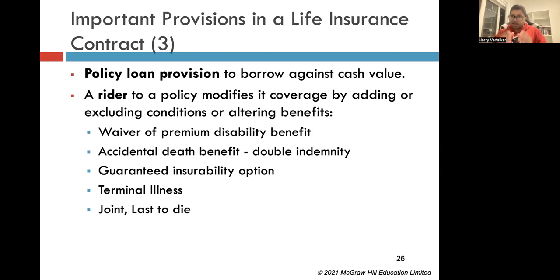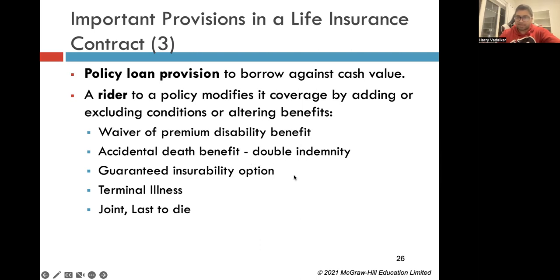If you add this rider to your policy, and in case of disability you are not able to pay the premiums, the life insurance policy will still continue. There is also the accidental death benefit, which pays twice the sum assured. So you can add this rider.